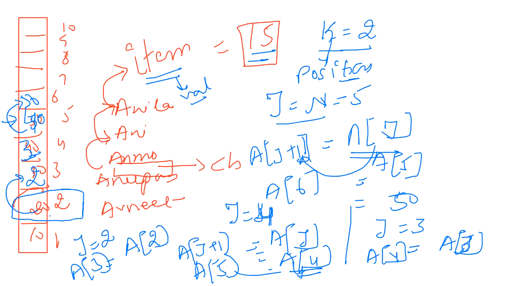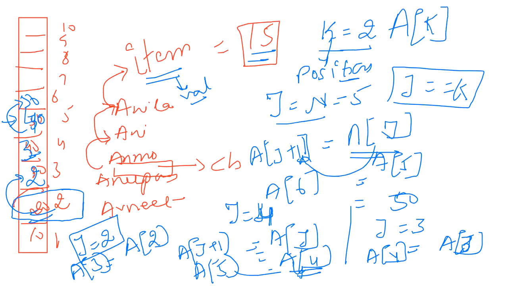Now since your j has reached, j is equal to k. J has reached the second position where the insertion has to be done. Now after this, you will simply do A of k, the position where the element was supposed to be added. A of k is equal to item. A of k is A of 2. What is item? 15. A of 2 will now contain 15 and now the element has been added.